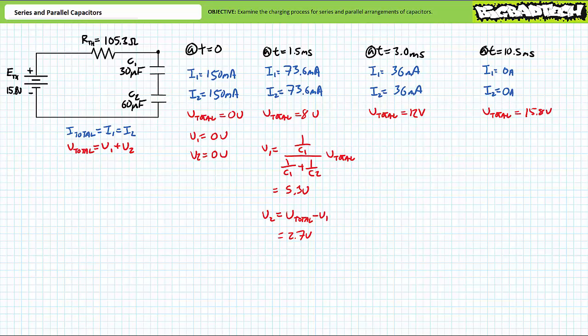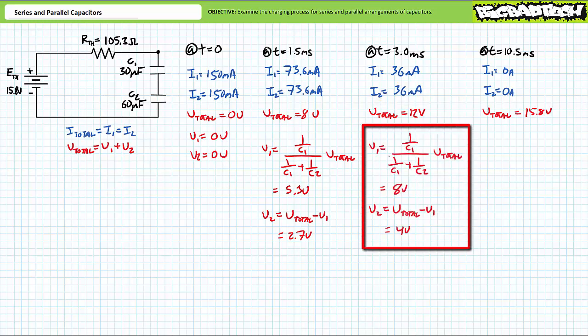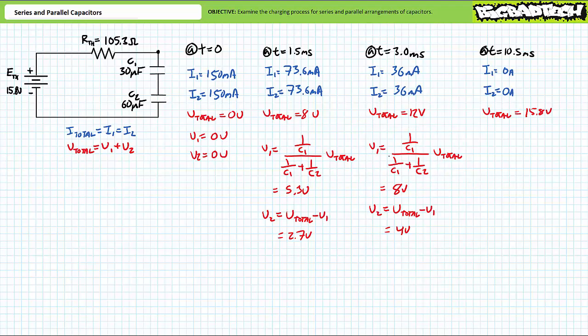Consider an occasion at t equals roughly 3 milliseconds. We know the voltage across the series configuration of unequal capacitors to be 12 volts. An application of the indirect proportionality relationship demonstrates that C1, the smaller capacitor, experiences a larger voltage drop of 8 volts, and C2, the larger capacitor, experiences the remaining smaller voltage drop of 4 volts. Regardless of the unequal distribution of voltage, current through the series combination of capacitors is 36 milliamperes.